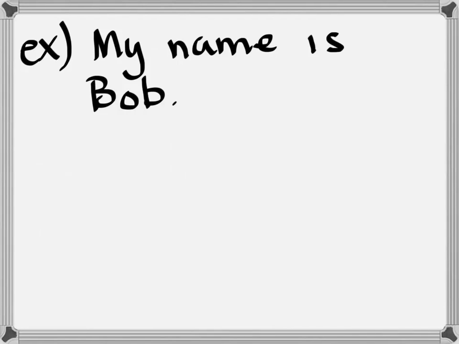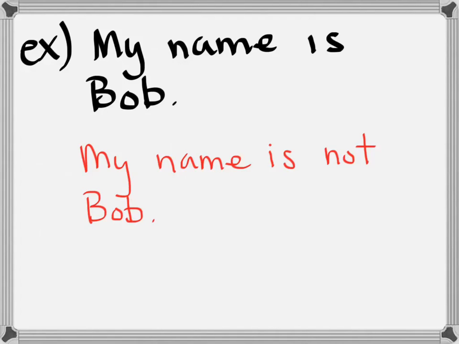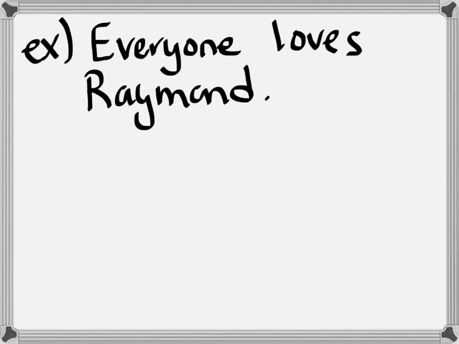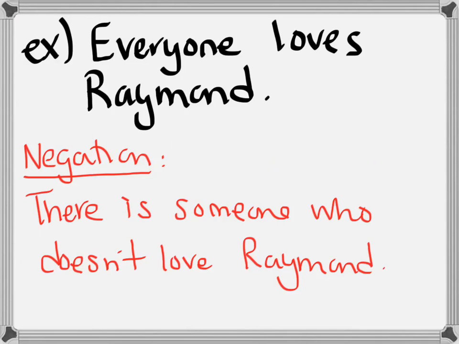For example, if I were to say the statement, "My name is Bob," if I wanted to negate the statement, I would simply say, "My name is not Bob." However, when we have quantifiers, sometimes negating these phrases is not as easy. For instance, if I were to say, "Everyone loves Raymond," it is not correct to say that the negation is "no one loves Raymond." The negation of "everyone loves Raymond" is there is someone who doesn't love Raymond.